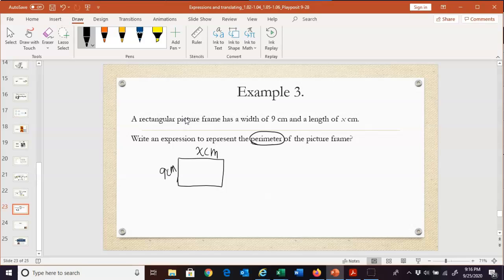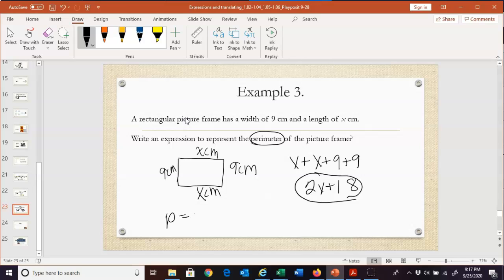So if this is 9 centimeters, we know the properties of a rectangle, right? Then this is 9 centimeters. This is x and this is x. So all you have to do is add them all up. So we'd have x plus 9 plus 9. So you'd have 2x plus 18. And that's it. There's our expression for the perimeter of the picture frame. You guys might also remember perimeter as being 2 times the length plus 2 times the width.